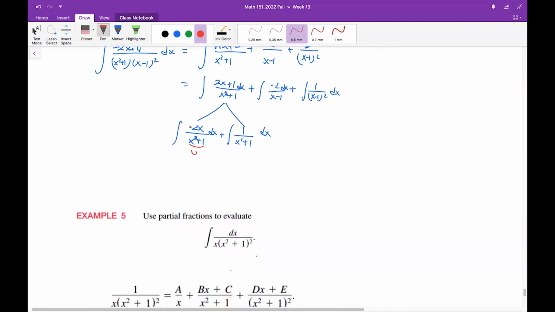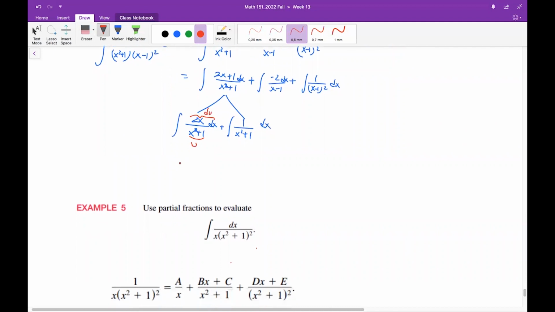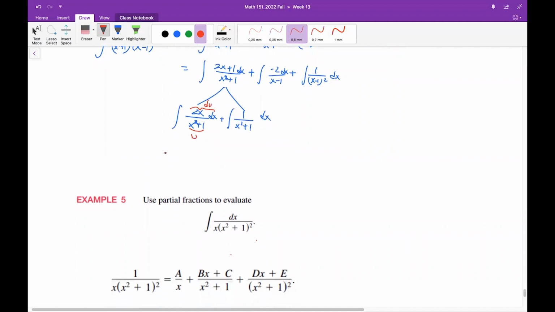Then if this is u, this is exactly du, and you integrate it as ln absolute value of u, where u is x squared plus 1, okay? So how do you integrate this? This is a very famous rule. 1 over x squared plus 1 is the derivative of some function. So it is the derivative of the arctangent function, if you remember, arctangent x. And now this one is integrated as -2 goes out. The 1 over x minus 1 is obviously ln of this.